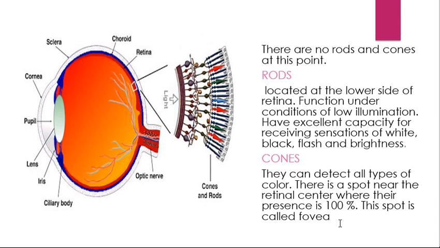On the other hand, cones are the receptors which are cone shaped. They can detect all types of color. Cones are specialized in color vision. They are most thickly packed in the lower part of the retina, and there is a spot near the retinal center where their presence is 100%. This spot is called fovea.